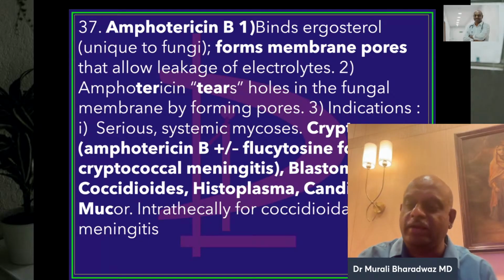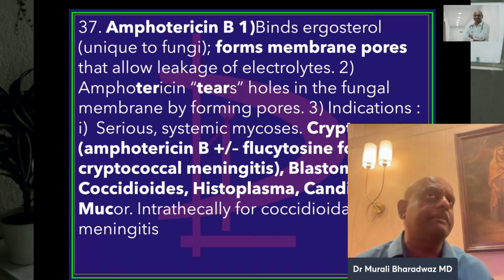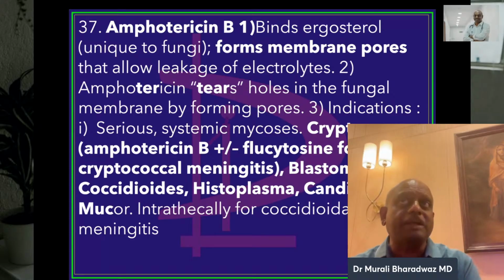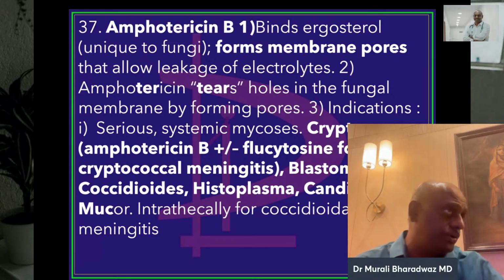It is active against Cryptococcus. Whenever there is any cryptococcal meningitis, especially in HIV patients, we give amphotericin plus flucytosine. It is also active against Blastomyces, Coccidioides, Histoplasma, Candida, Mucor. Mucormycosis was very common during the COVID time.